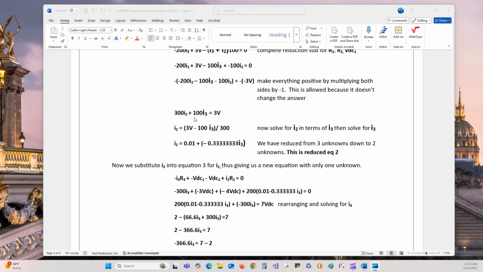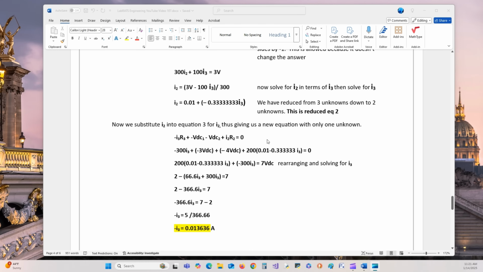So now solving for I2, we have 3 minus 100 I3. We bring the 300 from I2 and divide that into 3 volts minus 100 I3, and that leaves I2 with this value right here. I2 equals 0.01 plus a negative 0.3333 I3. Be sure you keep your signs and don't drop a sign. Even though I'm adding, I could have put a subtraction sign here, because we're adding a negative number, but this helps me keep my sign, and I know that I have the correct equation.